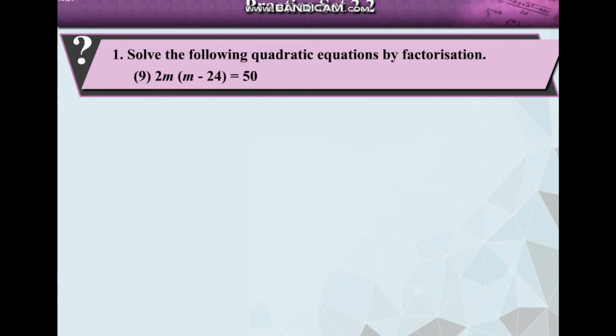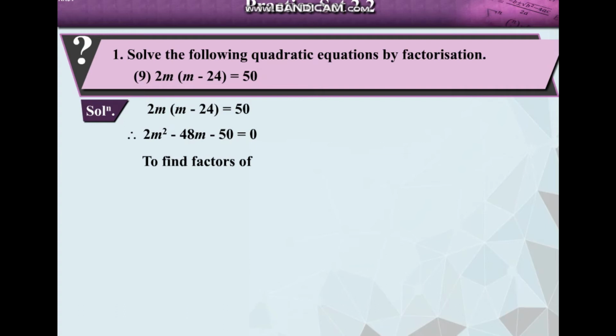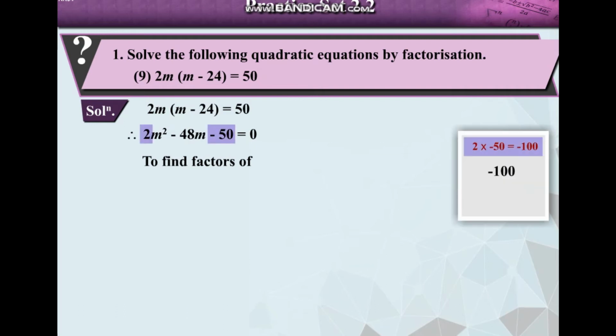9. 2m multiplied by m minus 24 is equal to 50. Solution: 2m multiplied by m minus 24 is equal to 50. Therefore, 2m square minus 48m minus 50 is equal to 0. To find factors of 2 multiplied by minus 50 is equal to minus 100: minus 50 and plus 2. Therefore, 2m square minus 50m plus 2m minus 50 is equal to 0.